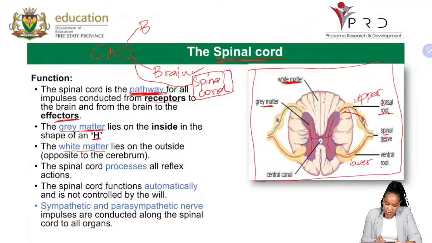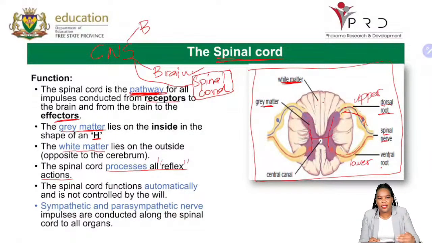So this spinal cord processes all reflex action. When you think of reflex action, this word reflex here, we will talk extensively about it later, when we go to reflex action and reflex arc. But you must know that the spinal cord is the one that is responsible for the reflex action. If you don't know what they are, we will explain just now. Then, the spinal cord functions automatically and it is not controlled by the will.